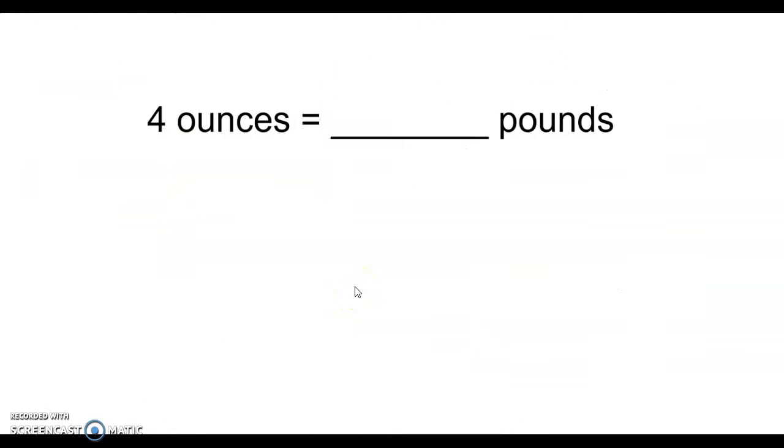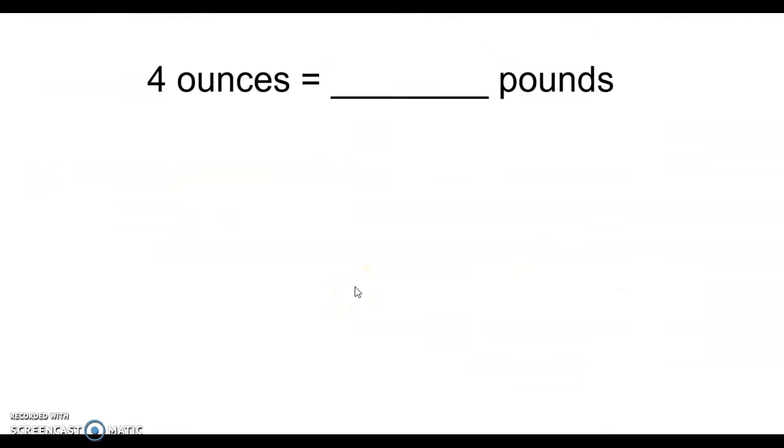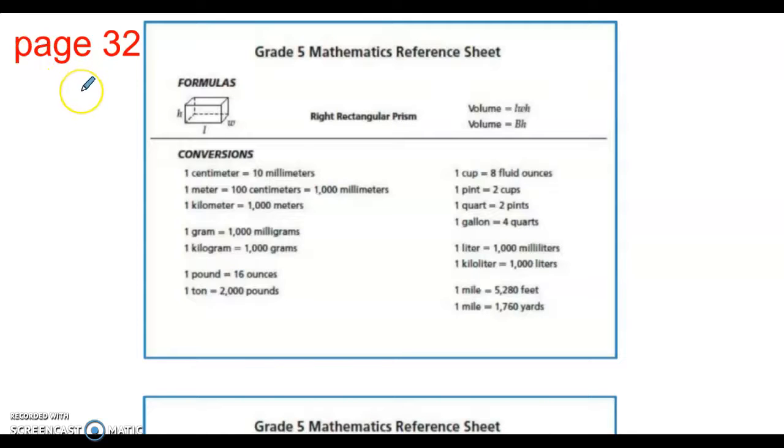So we scroll down. Ooh, ounces and pounds. I don't quite remember ounces and pounds. Good thing that I can refer back to page 32, or this screen, and see, wow, there are our pounds. There are 16 ounces in 1 pound.